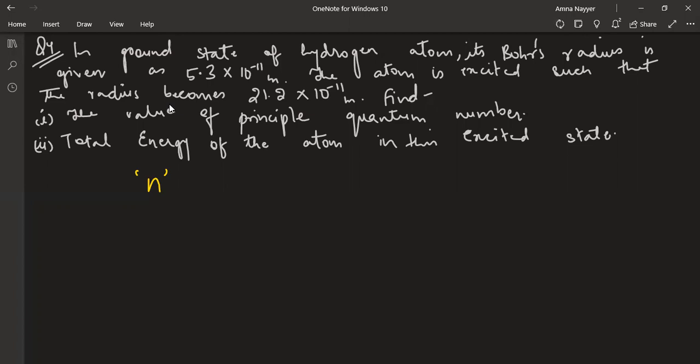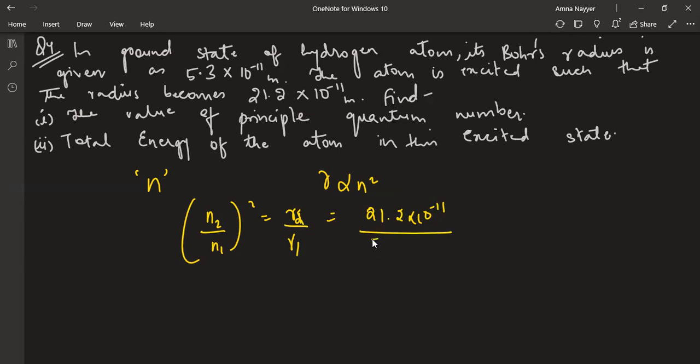So how will you calculate the value of n? Both the radii are given to you. Radius is directly proportional to n square. So if radius is directly proportional to n square, take the ratio of both: n2 by n1 whole square will be equal to r2 by r1. So r2 is 21.2 into 10 to the power minus 11 by 5.3 into 10 to the power minus 11. 10 to the power minus 11 gets cancelled, and this will be exactly 4, right? Answer will be 4. So n2 by n1 whole square was 4, so when you take the root, under root 4 will be 2.